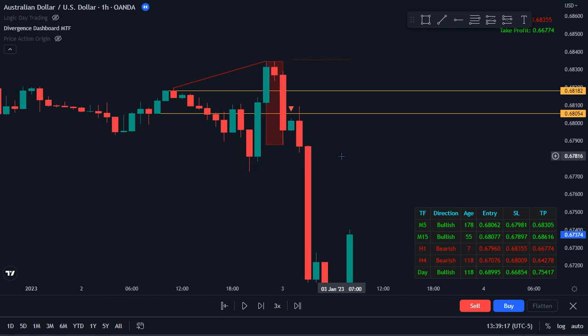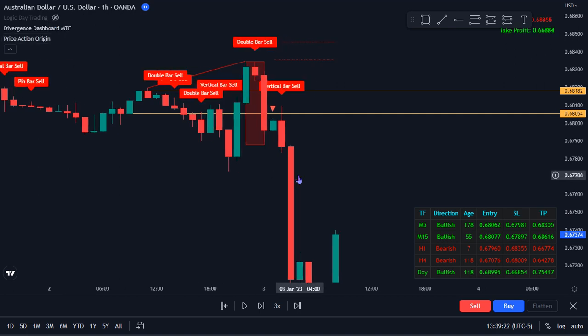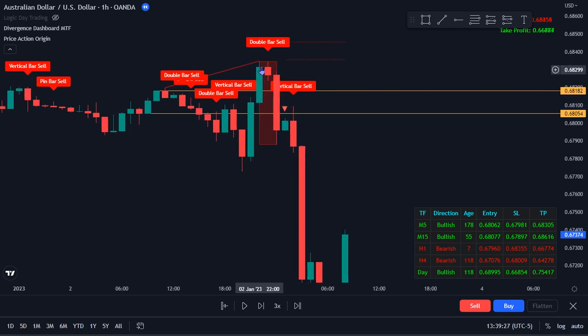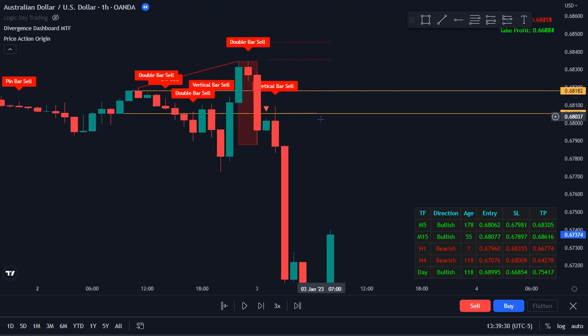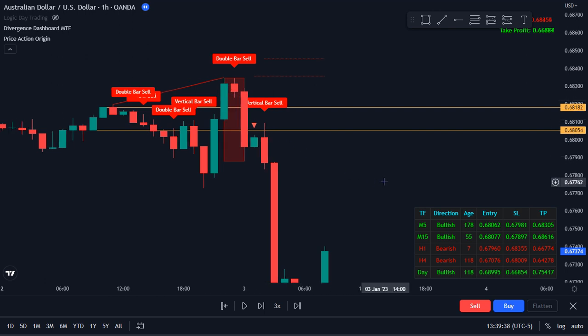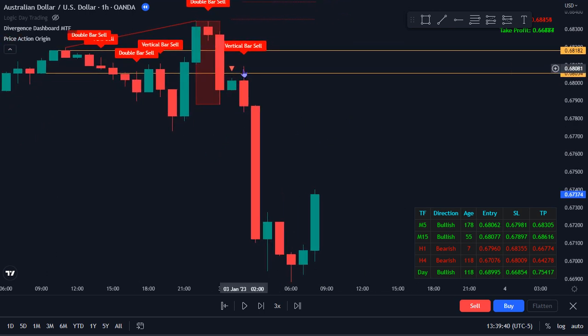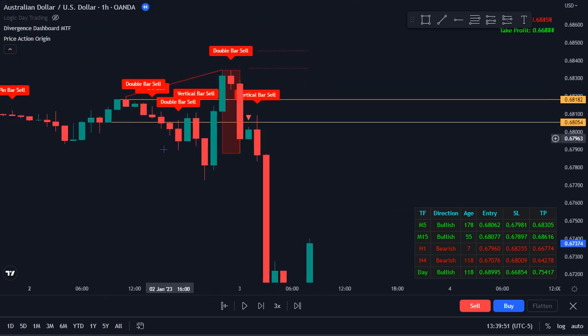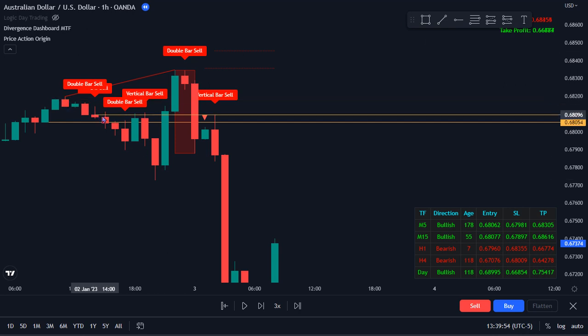You can also put on other indicators, such as the Price Action Origin. In this example, of course, we have all these sell patterns forming here. Great confirmation: a double bar sell happening inside of the divergence zone, not to mention the wick up and the retracement back into the zone as the vertical bar sell before such a strong move down. This is the 1 hour chart. We can see here this can be helpful.